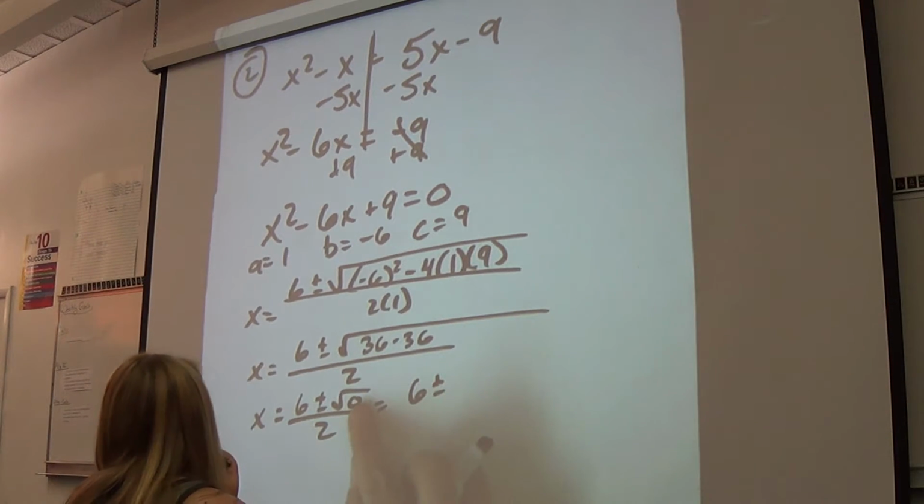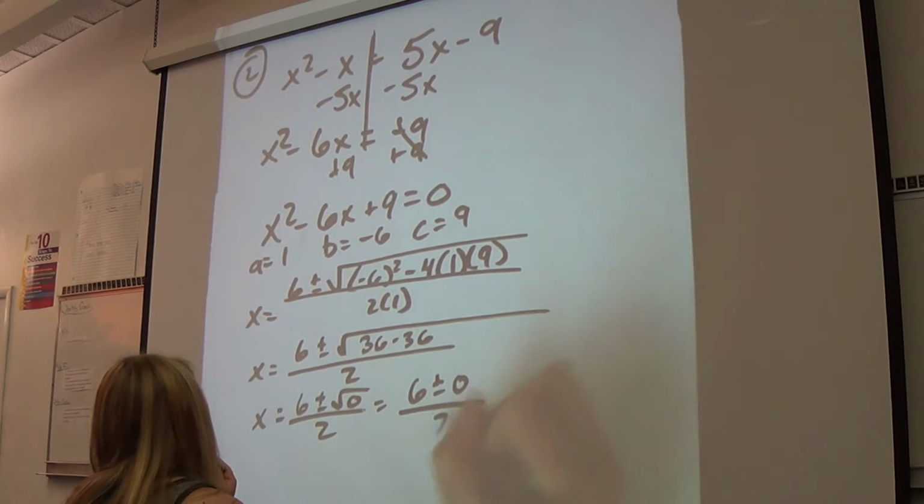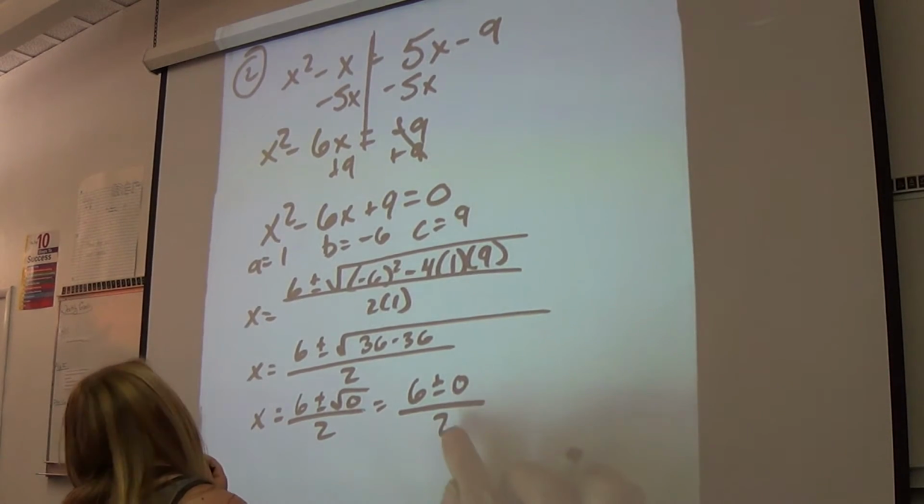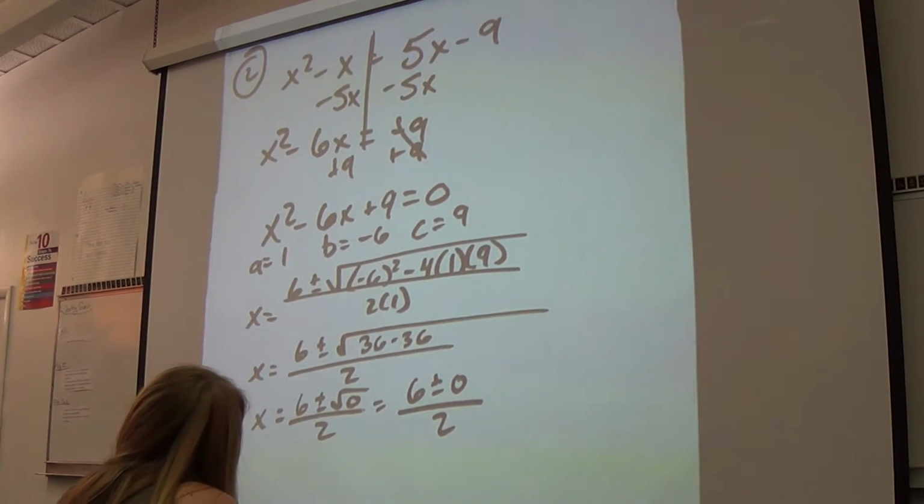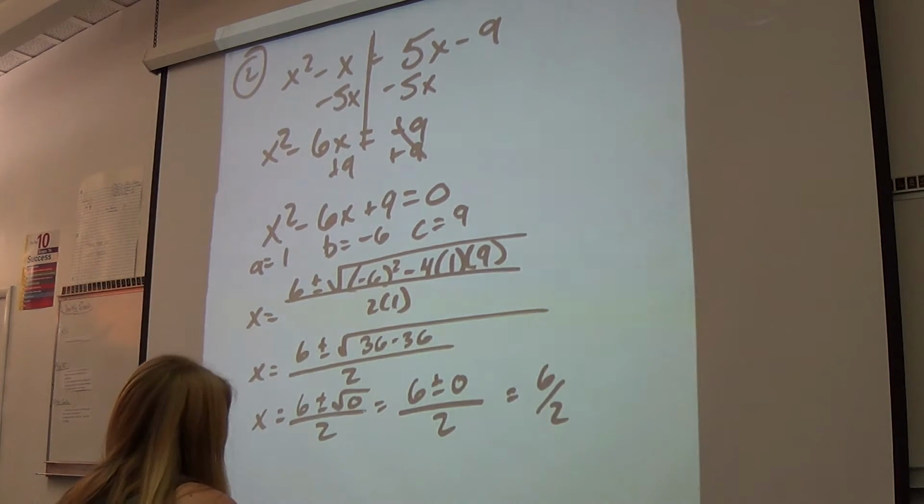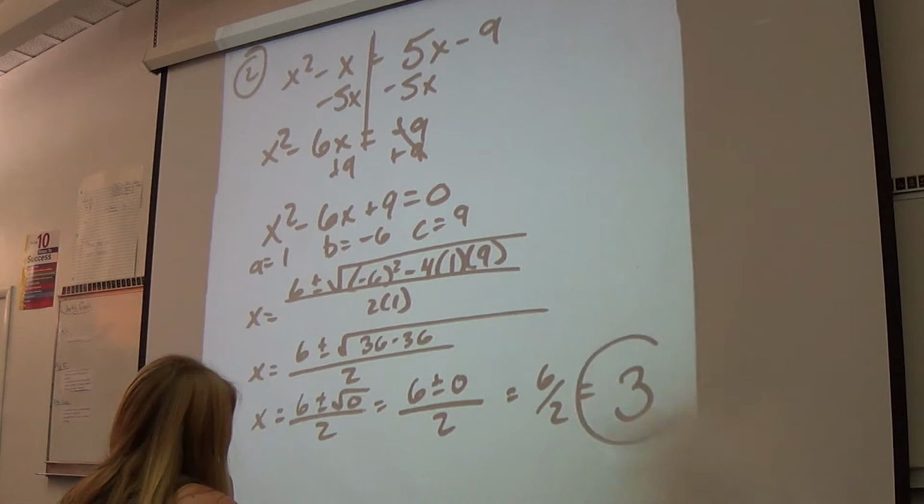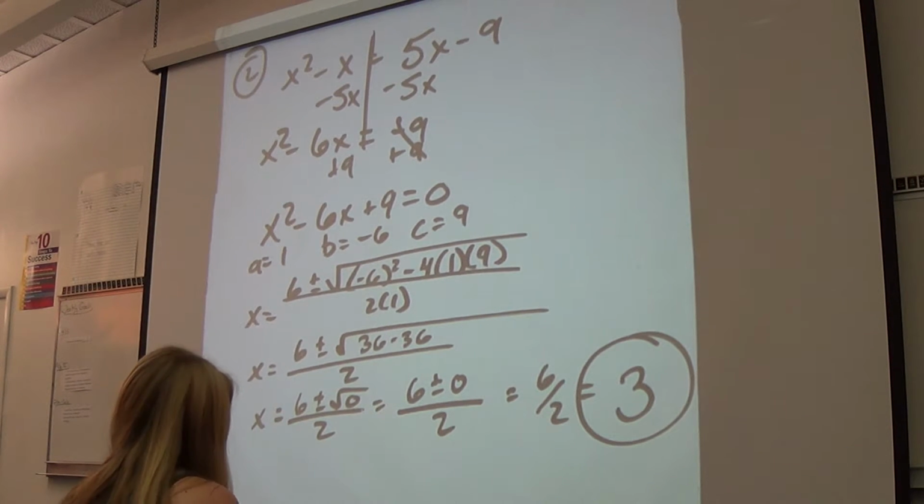That means if I can take a square root, you need to take that square root. Does it matter whether I add or subtract a 0? No, you're going to get the same answer, right? So really, I have 6 over 2. What is that? So 3 is my answer.